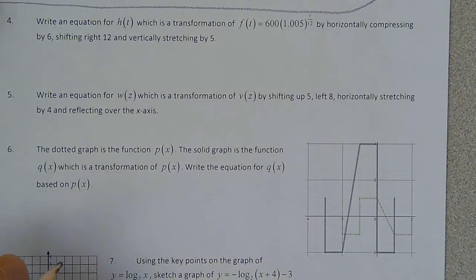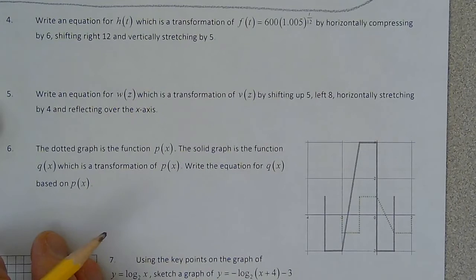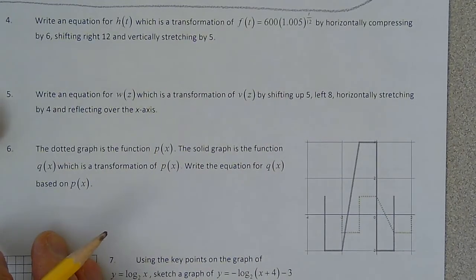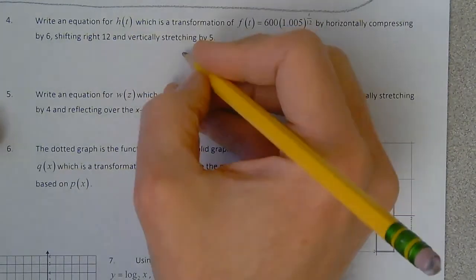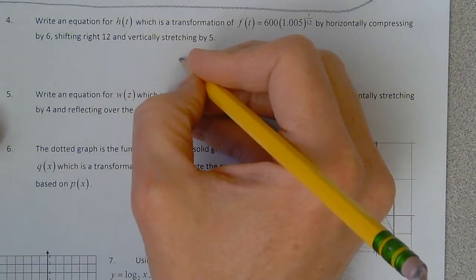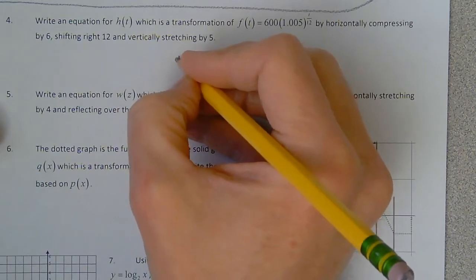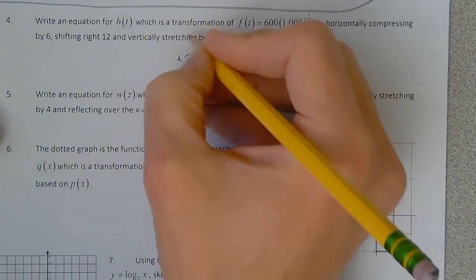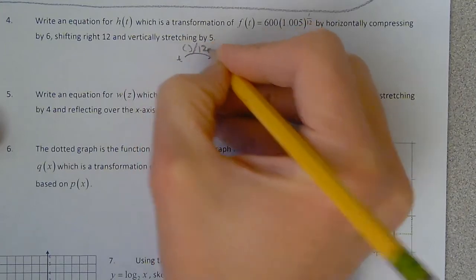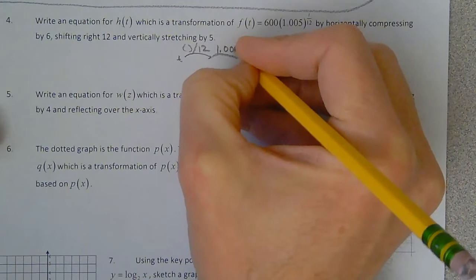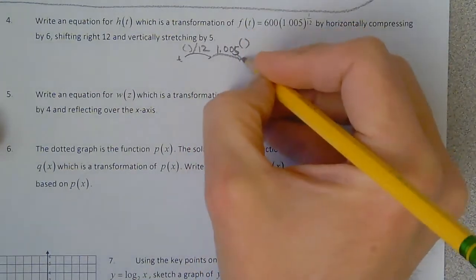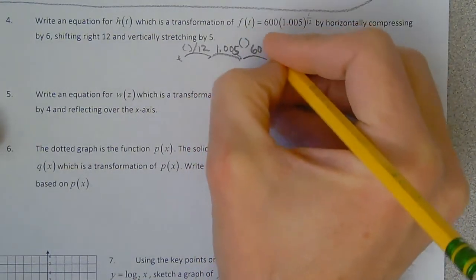All right, write an equation for h of t, which is a transformation of f of t equals 600 times 1.005 to the t over 12 by horizontally compressing by 6, shifting right 12, and vertically stretching by 5. So I'm transforming this function called f, so I'm going to make the arrows for f. It started with a t, and the first thing was to divide by 12, put that in the power of 1.005, and then multiply by 600.